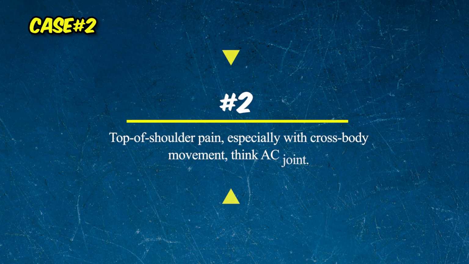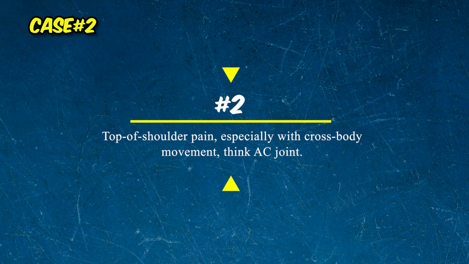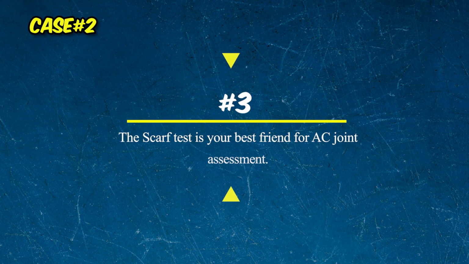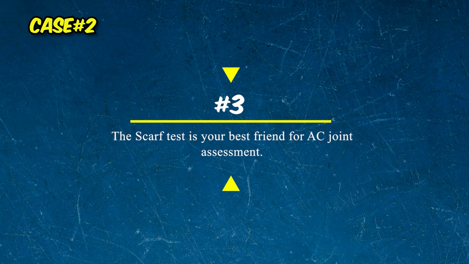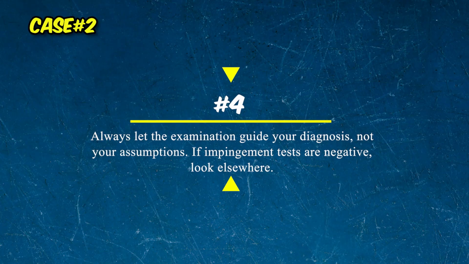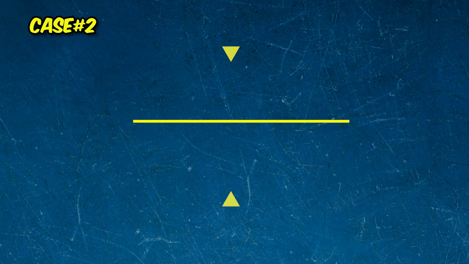So, your takeaways: number one, not all shoulder pain is impingement. Number two, top of shoulder pain, especially with cross body movement, think AC joint. Number three, the scarf test is your best friend for AC joint assessment. Number four, always let the examination guide your diagnosis, not your assumptions. If impingement tests are negative, look elsewhere.